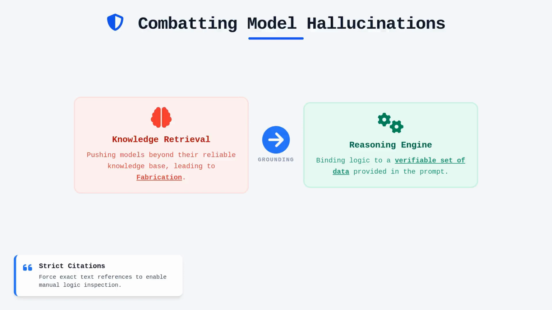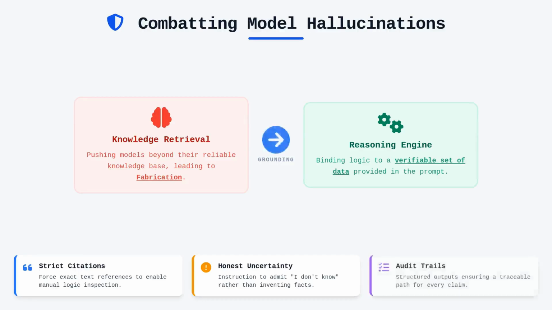If the model cannot ground its response in the data we have supplied, it should be explicitly instructed to admit uncertainty rather than fabricate content. Placing these constraints on the output structure ensures that we maintain a clear audit trail for every piece of information generated.